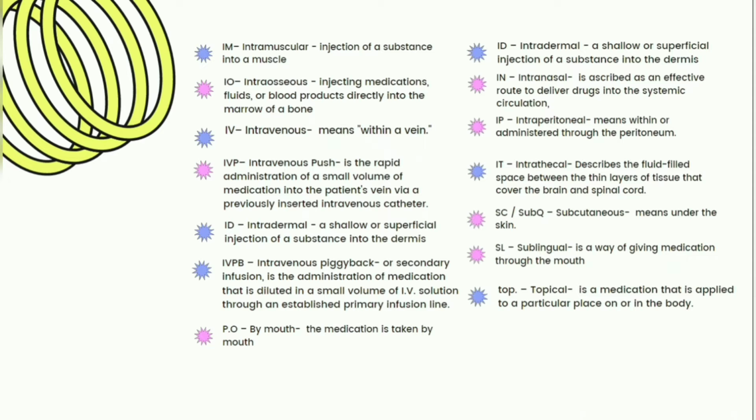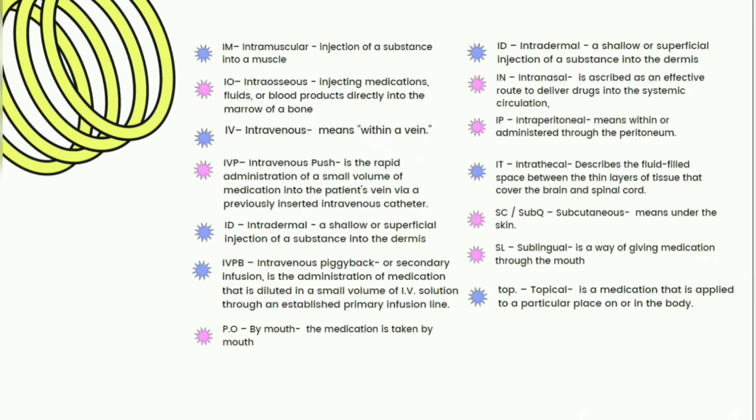And the common sites for intramuscular injection include the deltoid muscle of the upper arm and the gluteal muscle of the buttock. Also in infants, the vastus lateralis muscle of the thigh is commonly used.